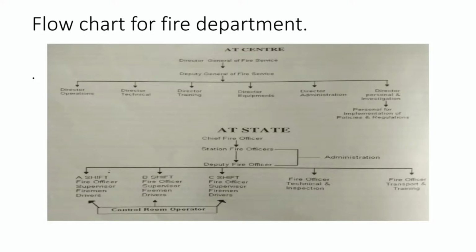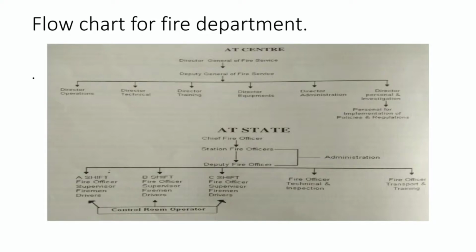This is the flow chart of the fire department. This is our last topic. You can see at the center and also in the state how the fire department is divided. From the central level, the Director General of Fire is the main person who will look after the policies of the fire department, and second will be the Deputy General of Fire Service. He will look after the implementation of the policies.